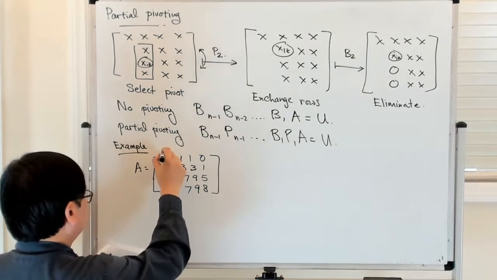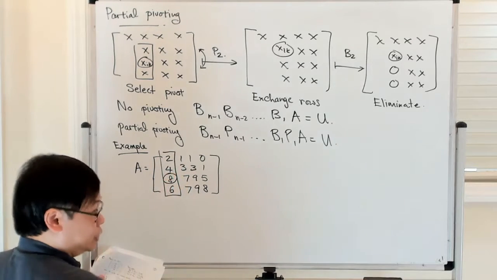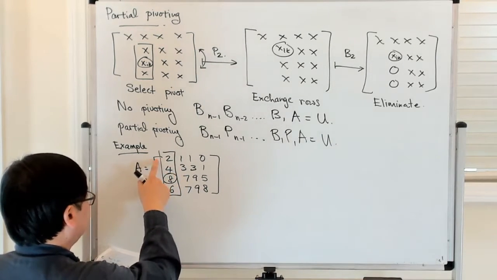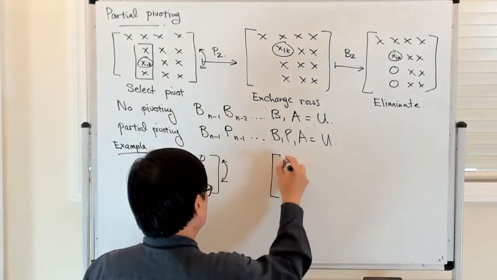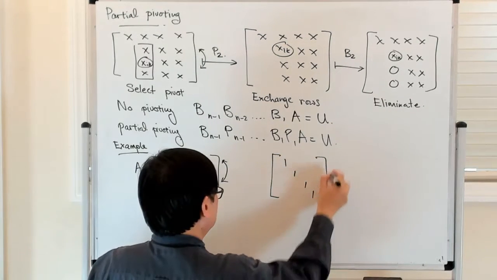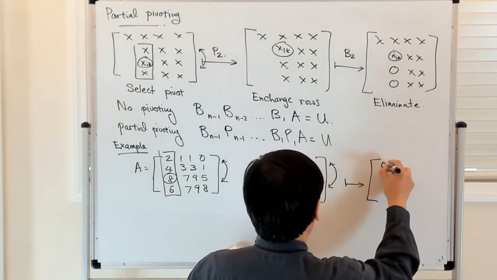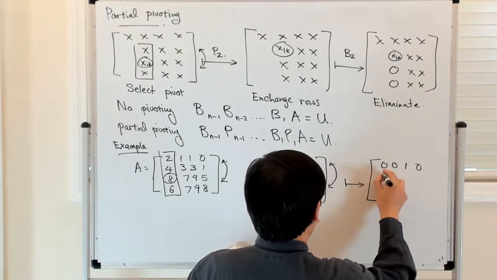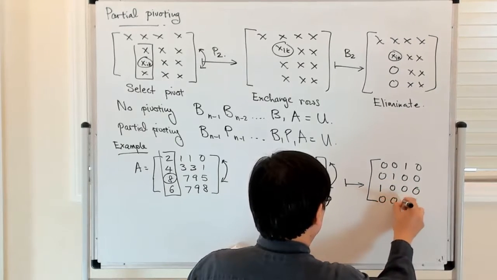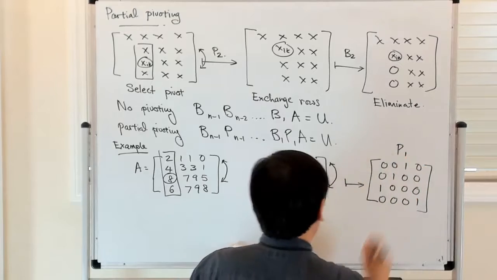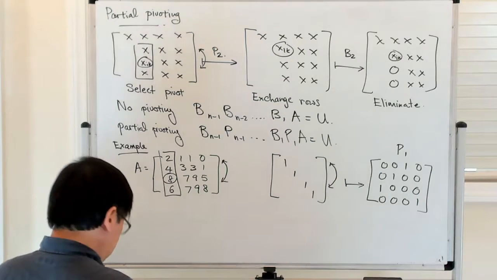All right, so I first try to identify the pivot. I look at this column and I see that 8 is the largest. So what I want to do is interchange rows 1 and 3. I start with the identity matrix and interchange rows 1 and 3. This gives me 0 0 1 0, 0 1 0 0, 1 0 0 0, 0 0 0 1. This is what I call P1.